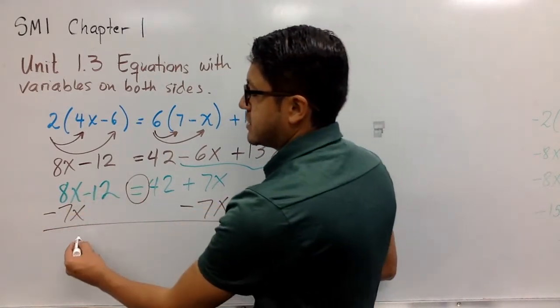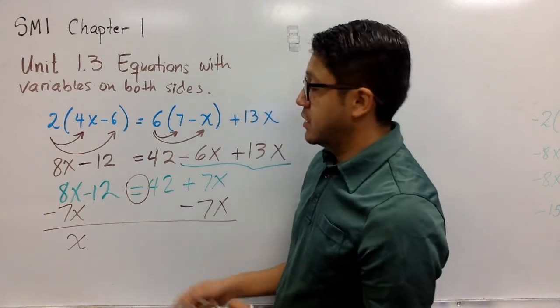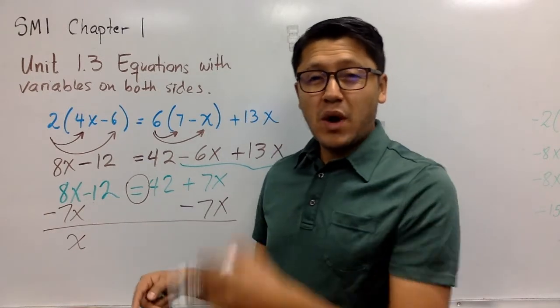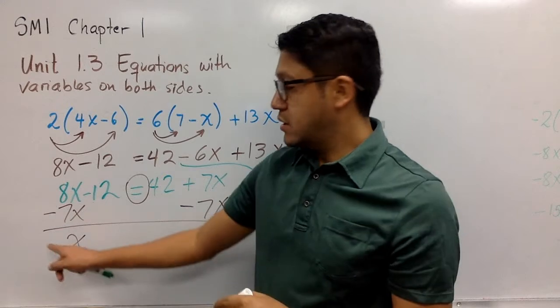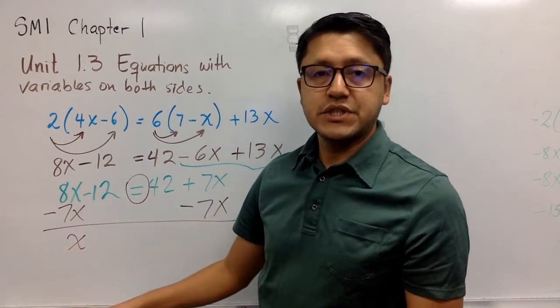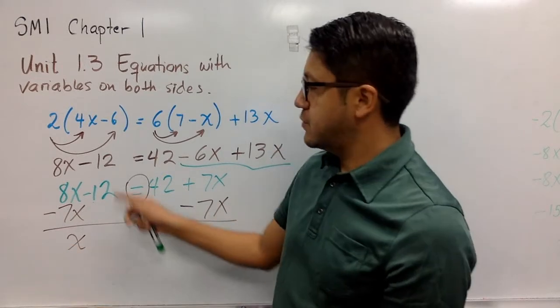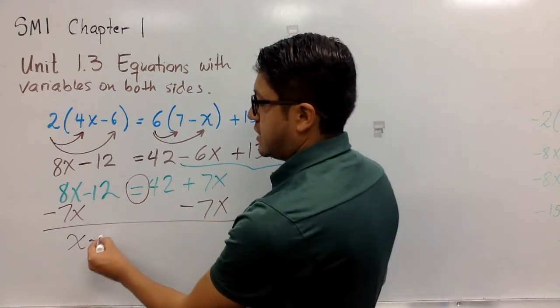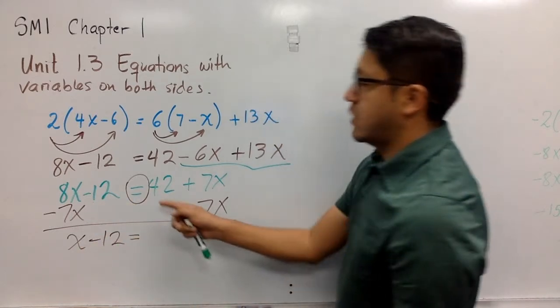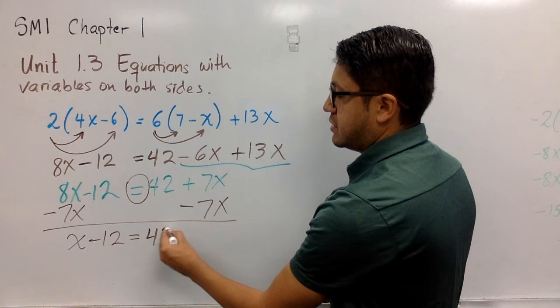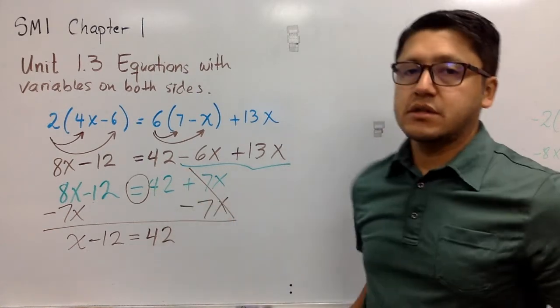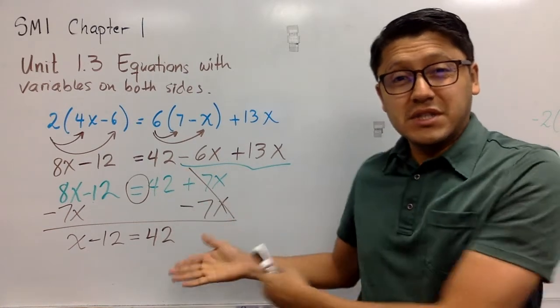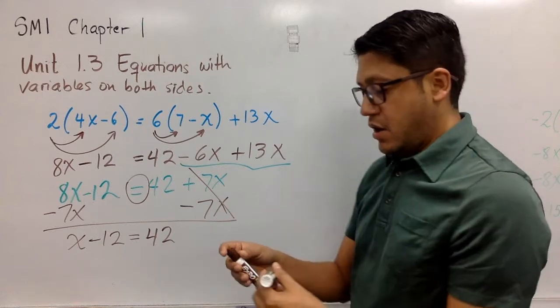8x minus 7x is just x. Don't forget about this 1x. Sometimes you write 1 here as the coefficient. You don't need to. Now we just rewrite this negative 12. This 42 remains here, and we cancel out this 7x. And now, as you can see, it's a very simple part of the equation.